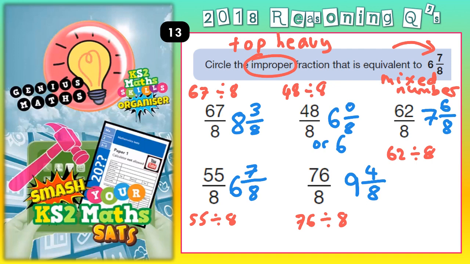Now, if we go back to the question, it says circle the improper fraction that is equivalent to 6 and 7/8. Well, the only one that's equivalent to 6 and 7/8 is this one here. Okay, so the one we need to circle is 55/8.